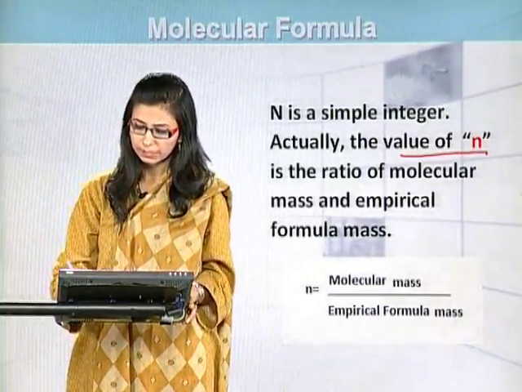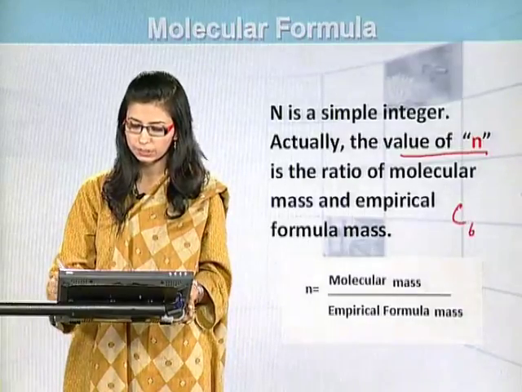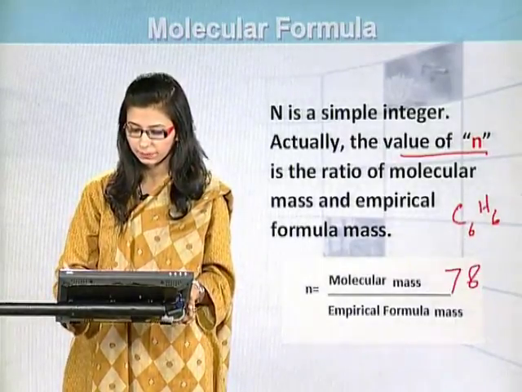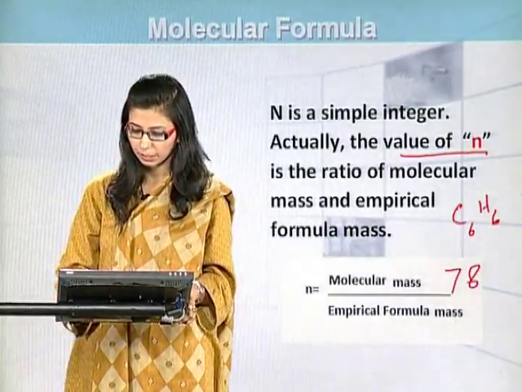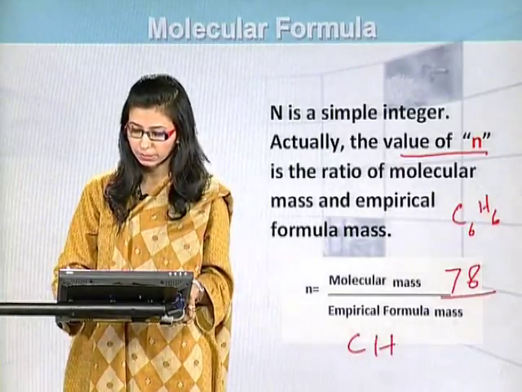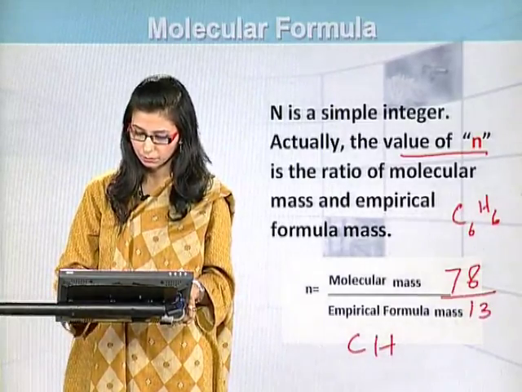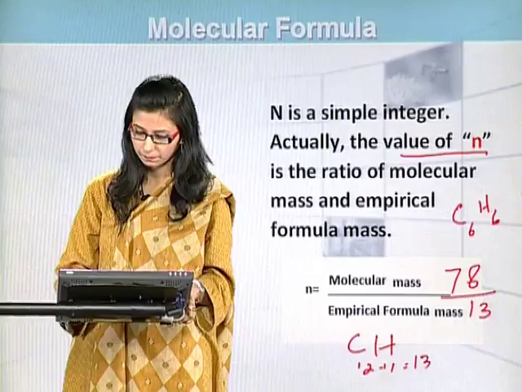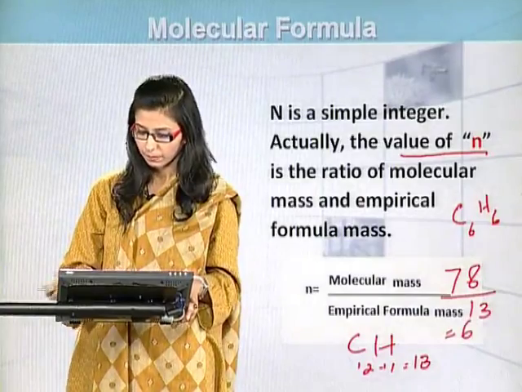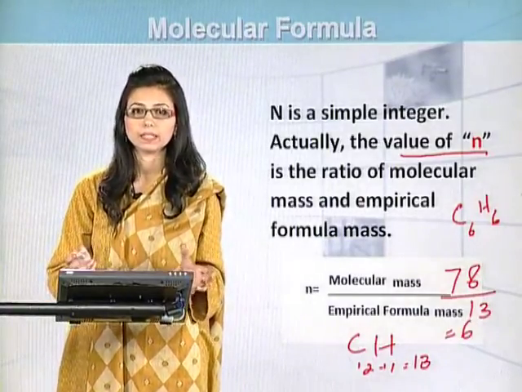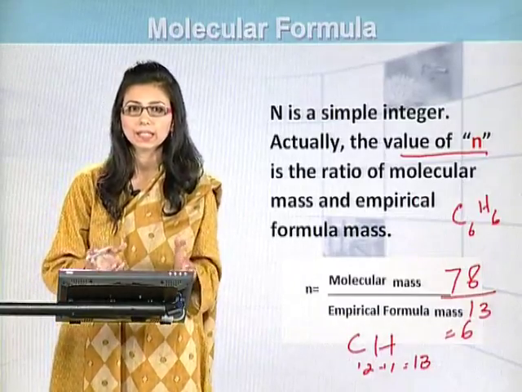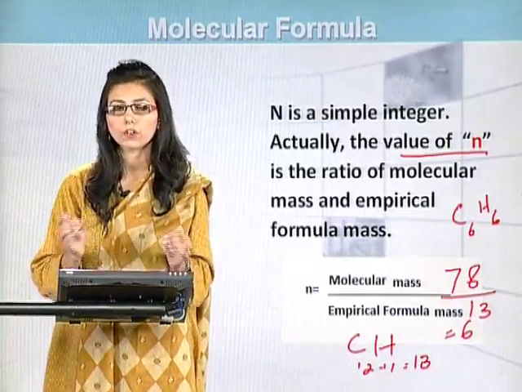Do you know that we studied about a molecule which is C6H6, we call benzene, the molecular mass of which is 78, and the empirical formula of benzene is CH, and the empirical formula mass comes out to be 13. 12 plus 1 is equal to 13. The ratio 78 divided by 13 is equal to 6. This is the N value for benzene. And if I multiply CH with 6, it gives me C6H6, which is the molecular formula of benzene.